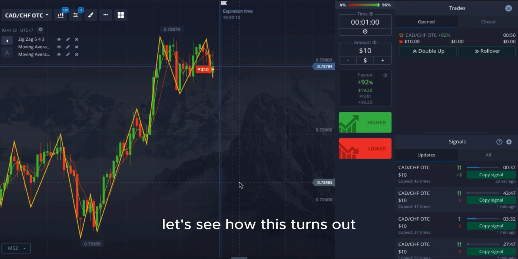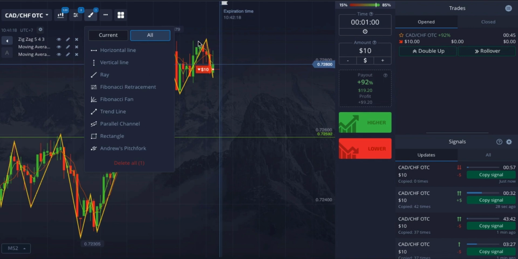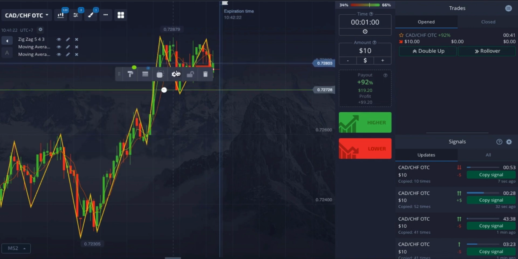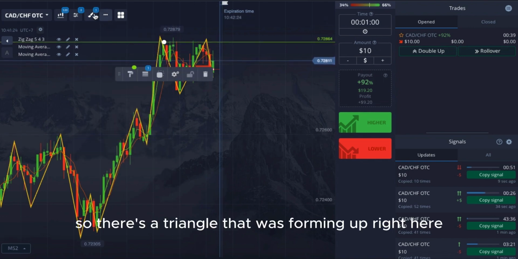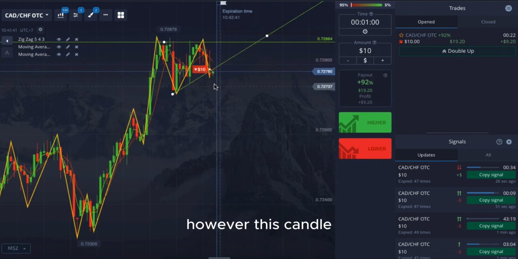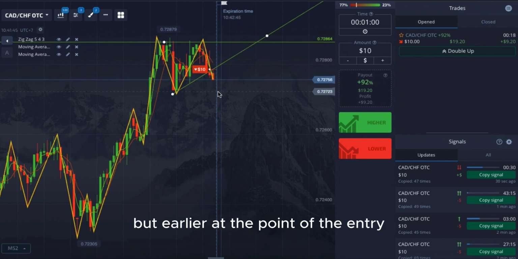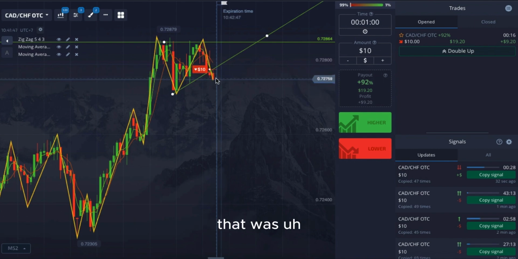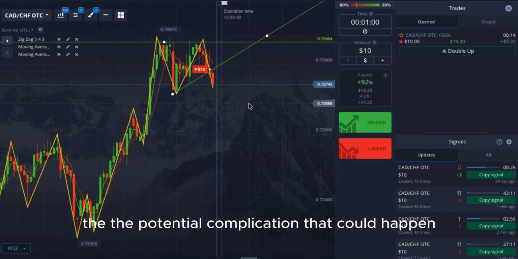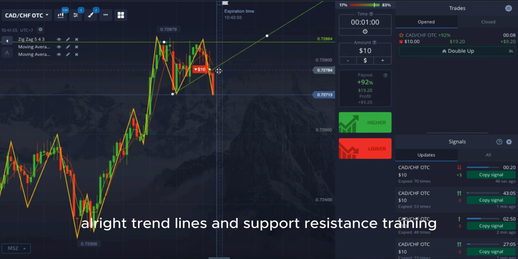Let's see how this turns out, because what I was just talking about, that triangle over there, was this. So there's a triangle that was forming up right here. However, this candle, as you can see, did close outside. But earlier, at the point of the entry, that was the potential complication that could happen, the triangle. So look at my previous video about trend lines. All right, trend lines and support resistance trading.